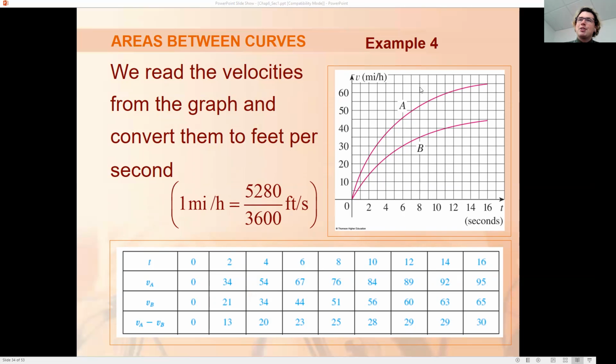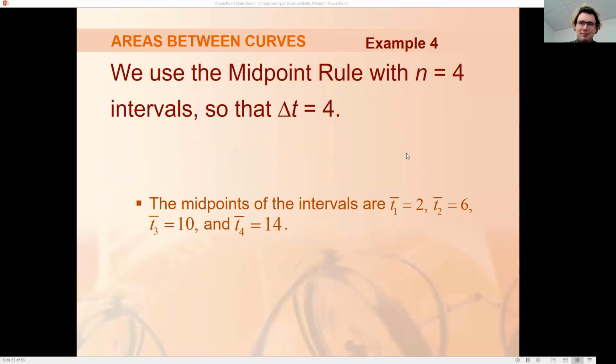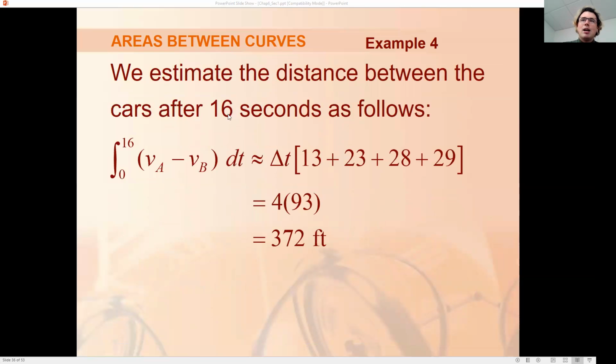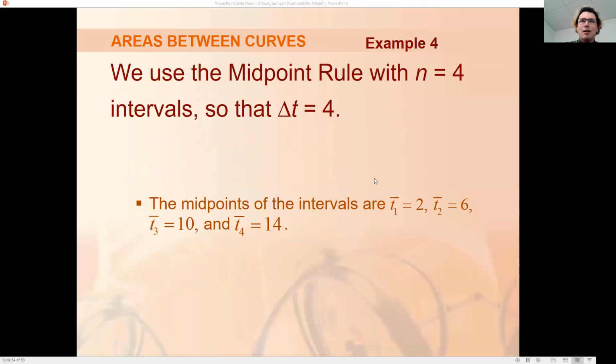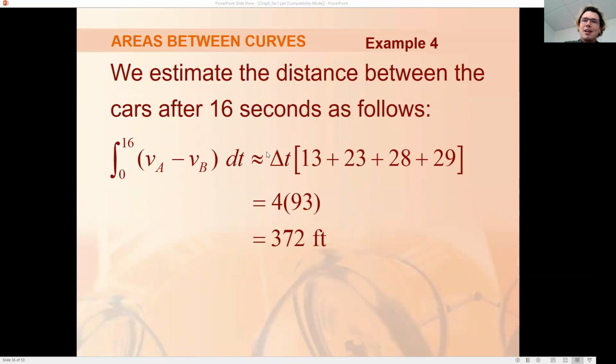So if we really wanted to, we could associate amounts of distance to each one of these. So approximating in that way, I would say that each box is going to be worth, let's see now, delta t equals 4. Aha, so this is actually a midpoint approximation. So we're going to use a Riemann sum, n equals 4, calculate that all out, and we get an amount of area. So how much further has the car A pulled ahead than the car B?